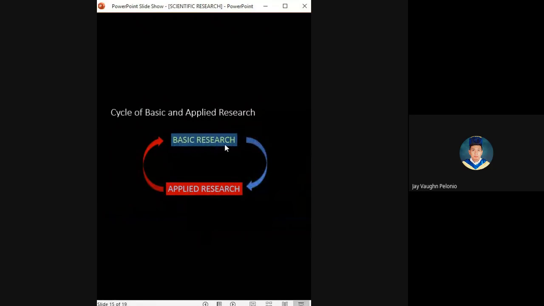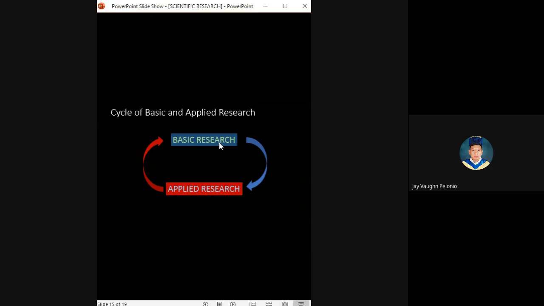Now you see the cycle of basic and applied research. In the figure, you can see that basic research feeds applied research and applied research feeds basic research. Let me show you an example. Let's say World War II na lang. One of the most popular examples.